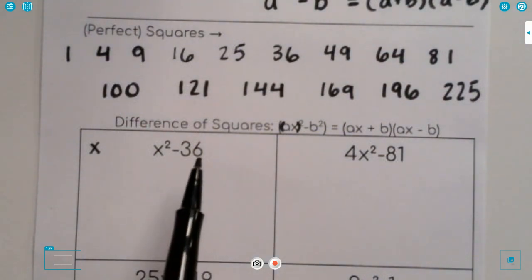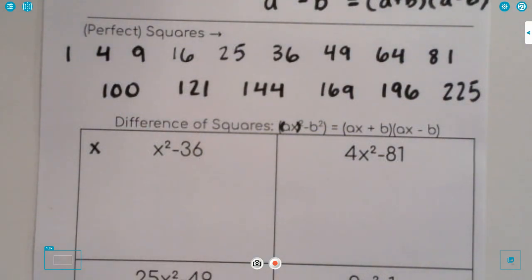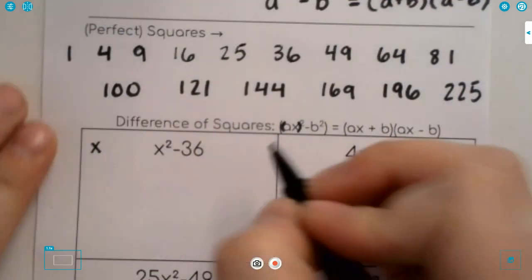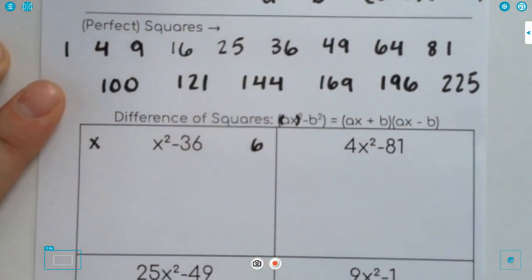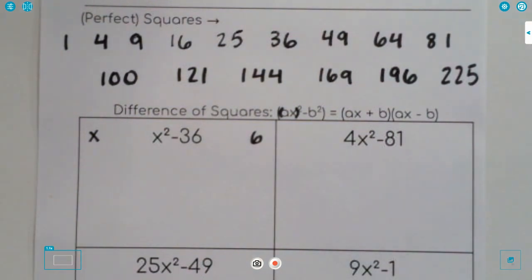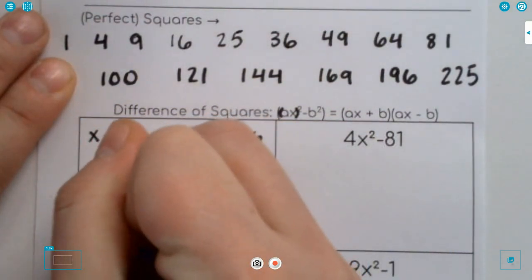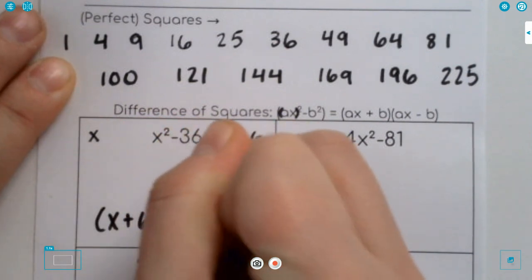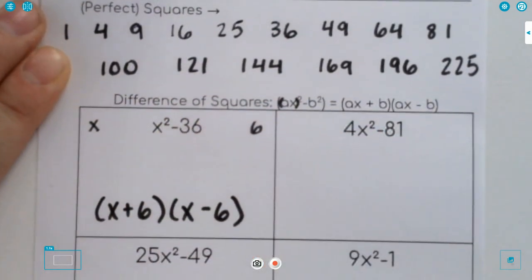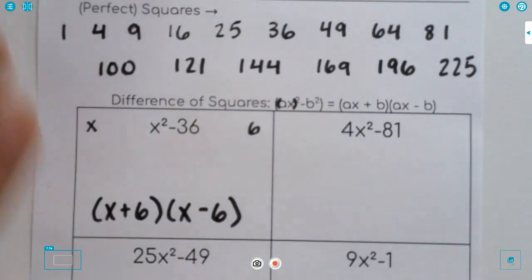Then the other thing you're going to look at is the 36. What number times itself is 36? 6. So then we'll have 6 times 6. If you need to write it out over there, write it out. Our answer is literally just x plus 6 times x minus 6. Because remember, factoring is the opposite of multiplying. If I were to multiply that out, my middle term would cancel. I would be in business.